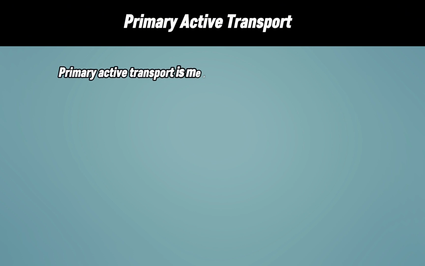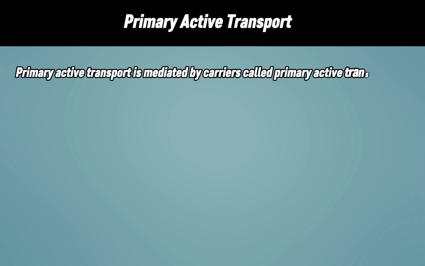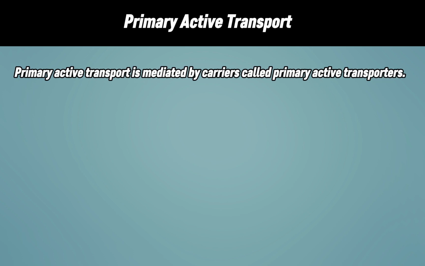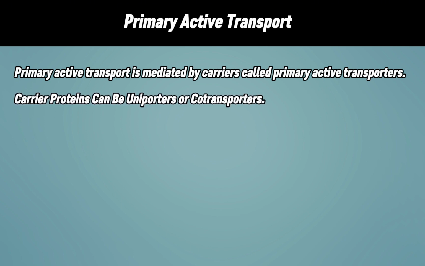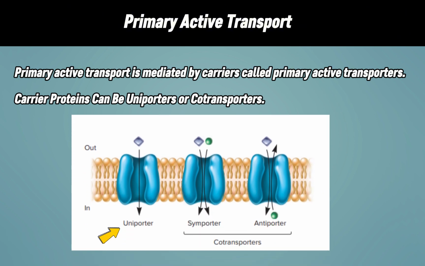Primary active transport is mediated by carriers called primary active transporters. They use energy provided by ATP hydrolysis to move substances against a concentration gradient. Carrier proteins can be uniporters or cotransporters. You can see in the diagram that uniporters move a single substance into the cell, while cotransporters simultaneously move two substances across the membrane. When both substances move in the same direction, the carrier is a symporter. When the two substances move in opposite directions, the carrier is an antiporter.